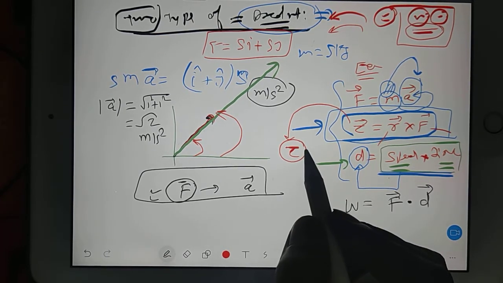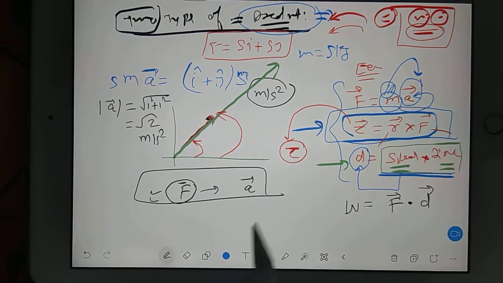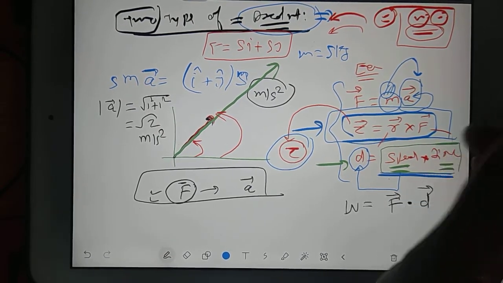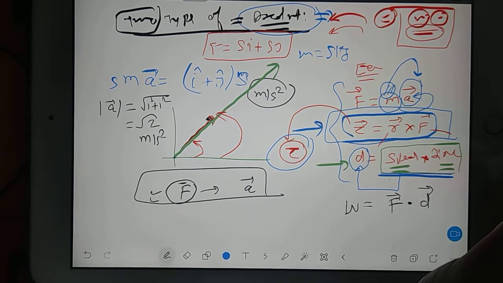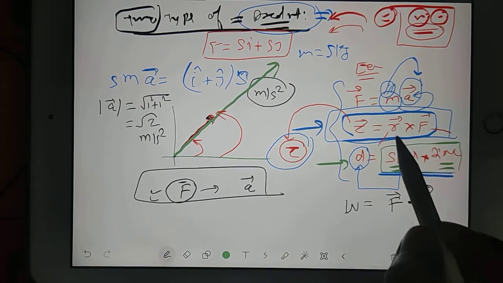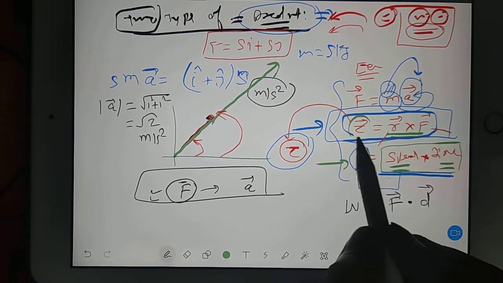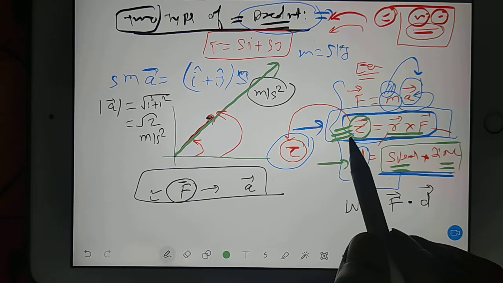Get my logic? Who is producing the final answer? Nature is producing the final answer. We are not producing the final answer. We are just analyzing whatever phenomena is happening in the universe. Means when you cross multiply r cross F, then you get a new property in physics, and that property is torque.